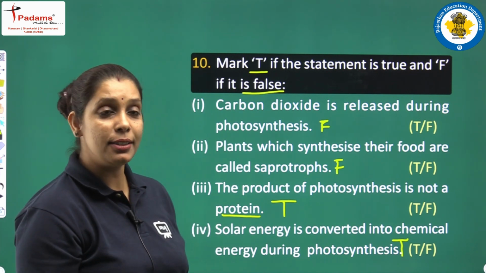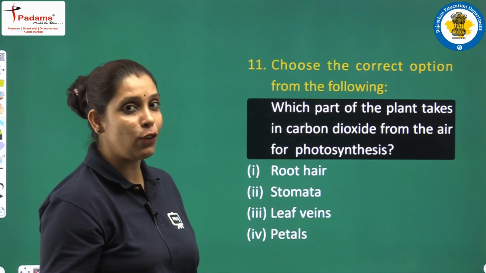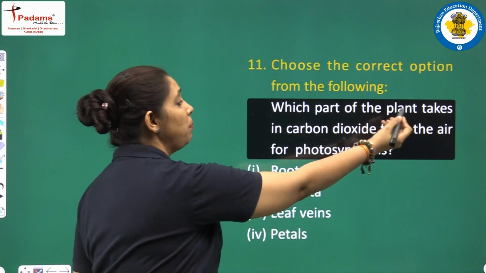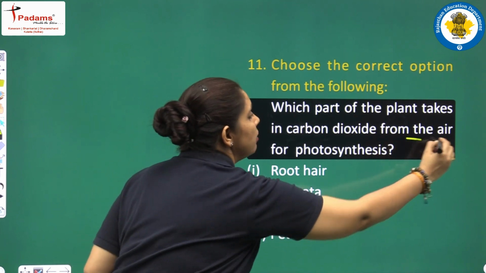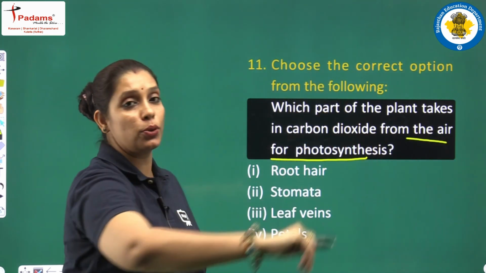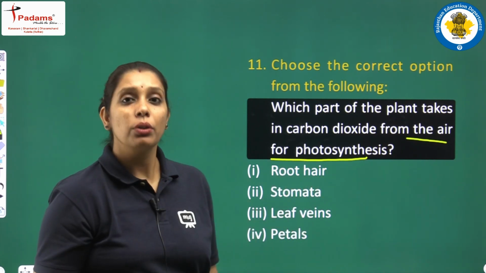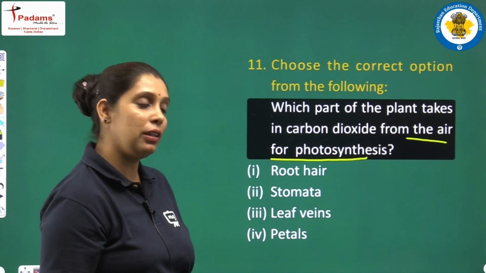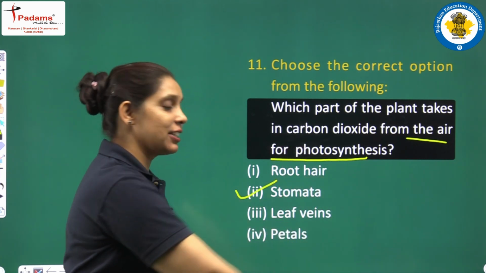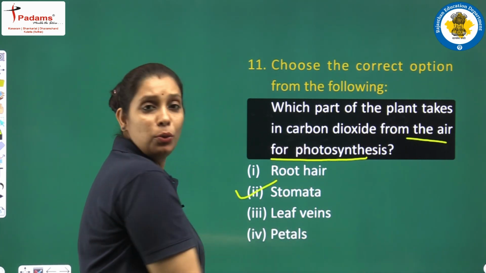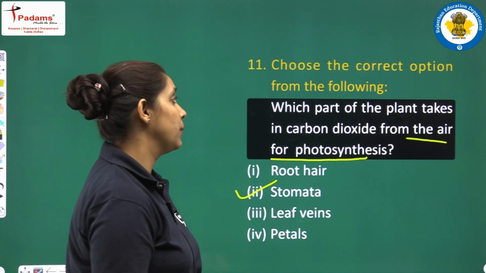Next question is, choose the correct option. Again, a very easy form of question. Which part of the plant takes in carbon dioxide from air for the photosynthesis process? Which part of the plant takes it? Root hairs? No. Root hairs absorb water and minerals. Stomata. Yes, stomata is the correct answer. Leaf veins, they don't play any role. Petals, not exactly. Come on, the next question.